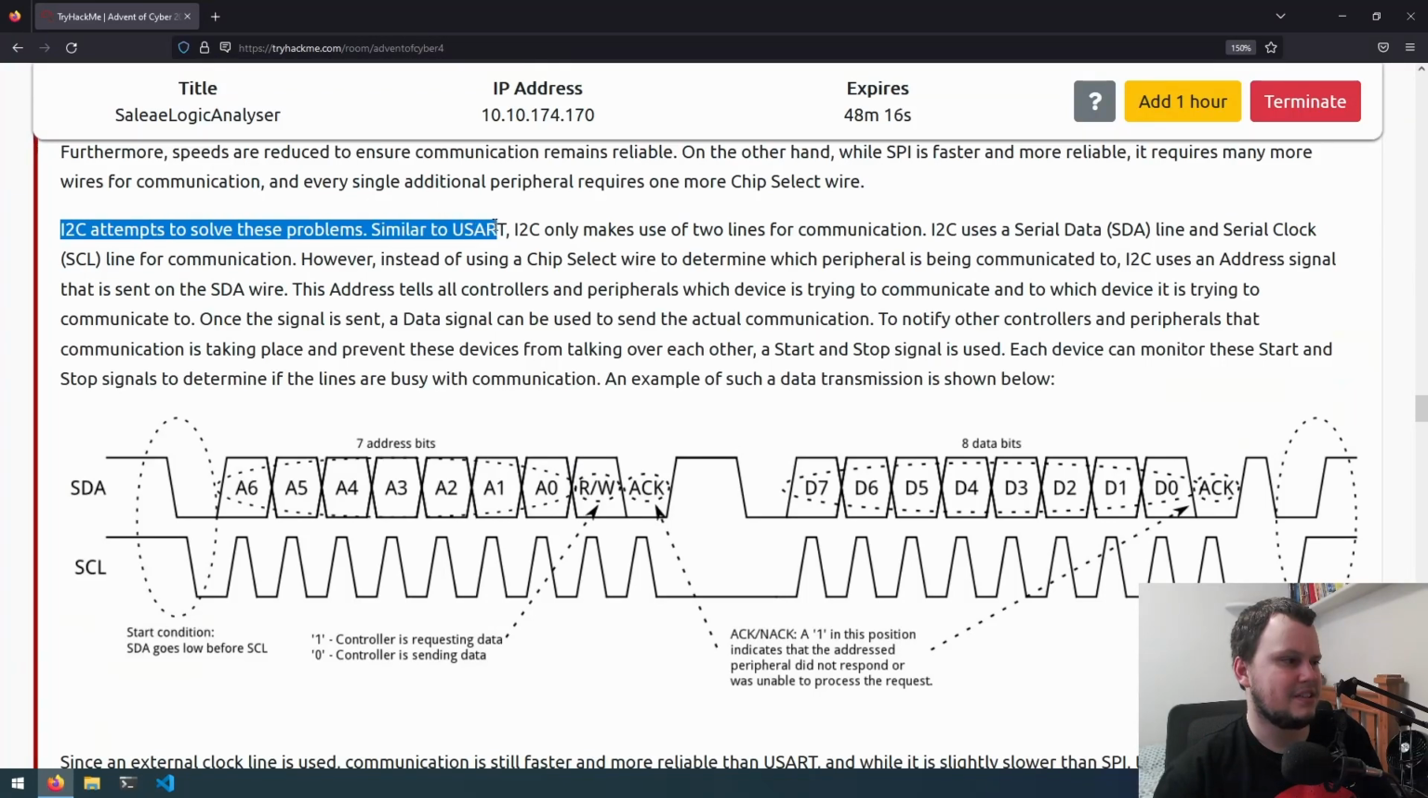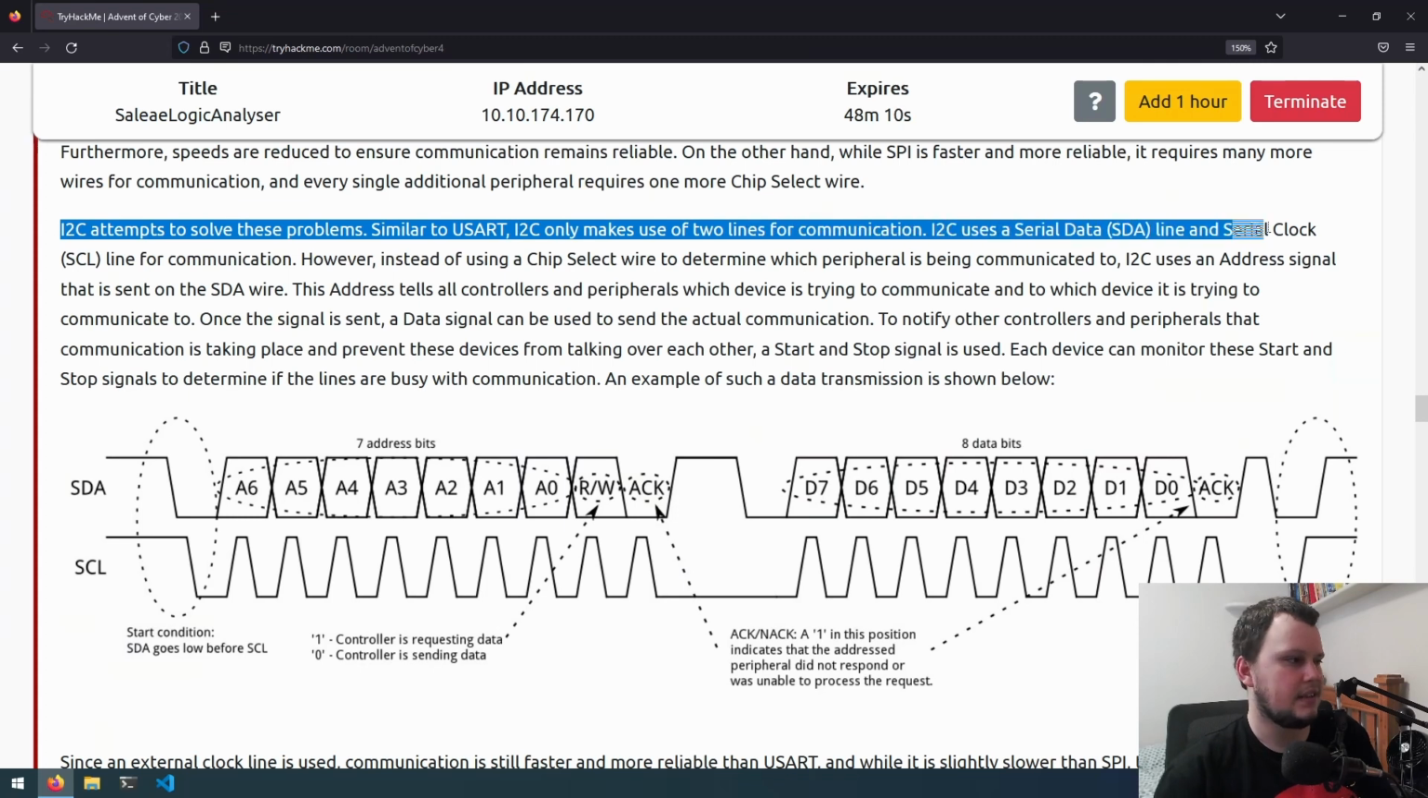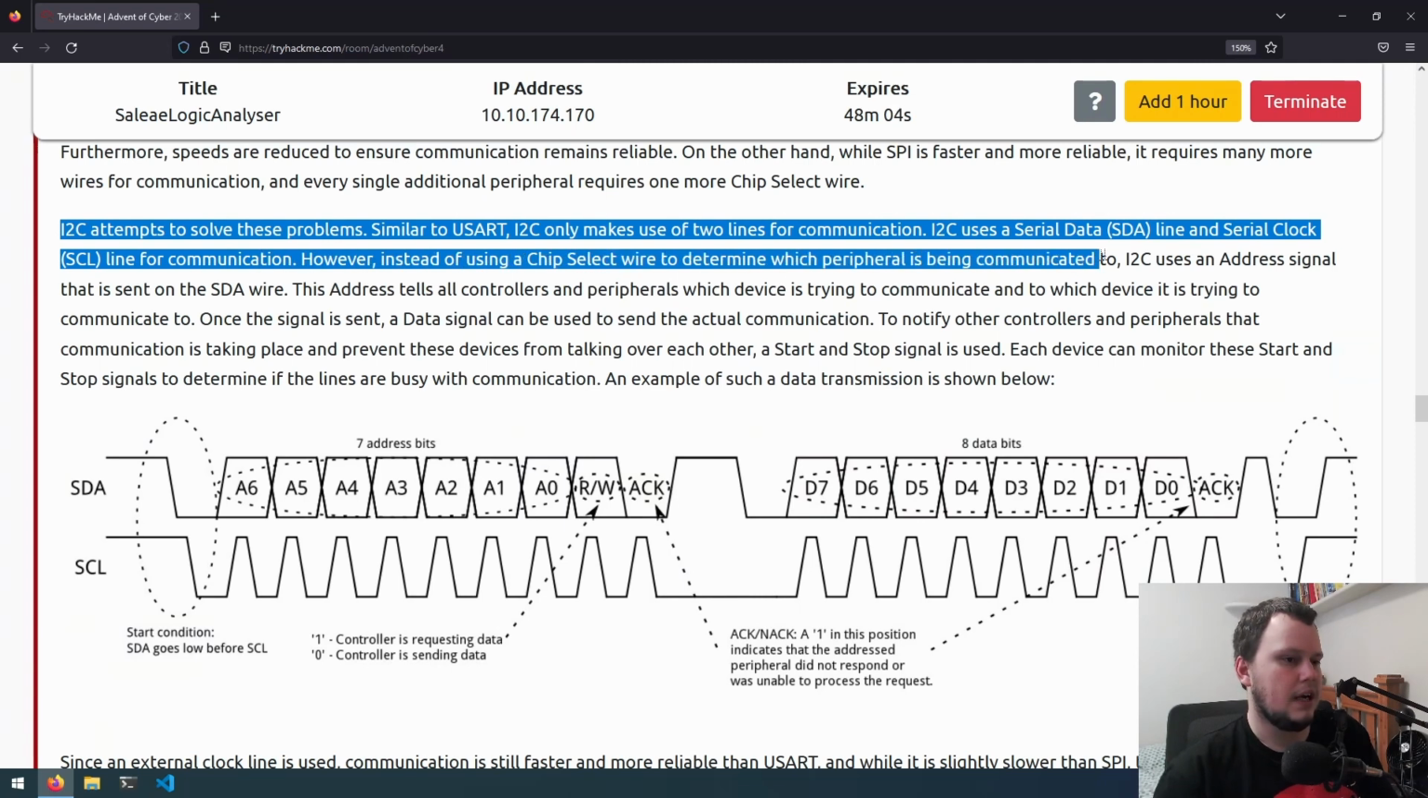Similar to USART, I2C only makes use of two lines for communication. I2C uses a serial data line and serial clock line for communication. However, instead of using a chip select wire to determine which peripheral is being connected to, I2C uses an address signal that is sent on the SDA wire.